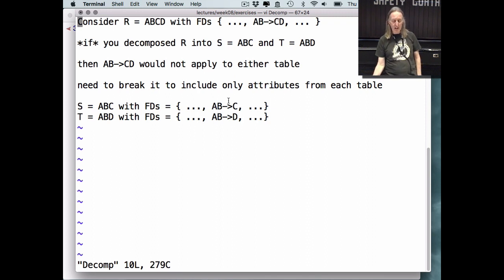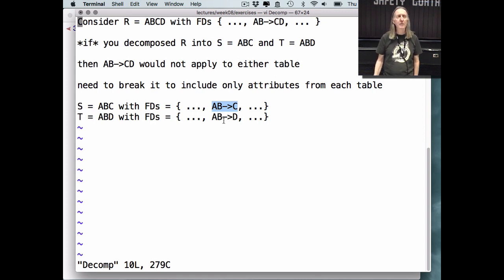So if we take those 2 functional dependencies, this does apply to this table because all of the attributes mentioned are there, and this dependency applies to this table because all of the attributes mentioned in the functional dependency are in the table.